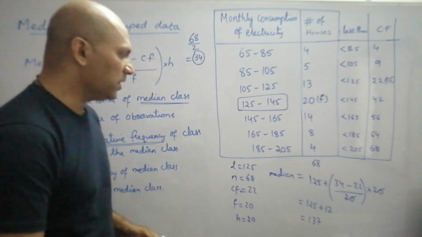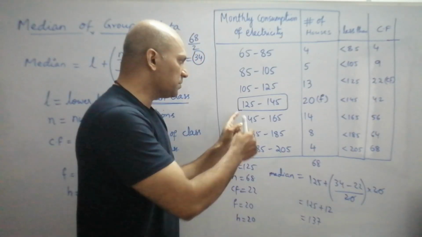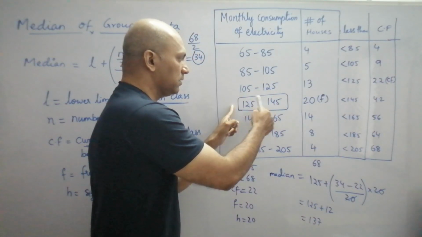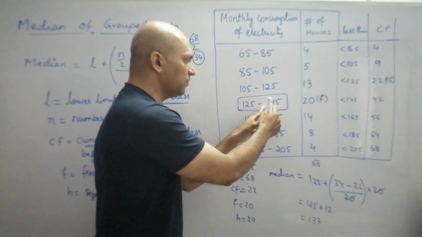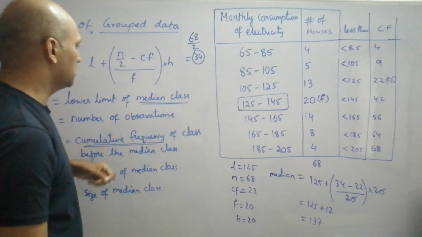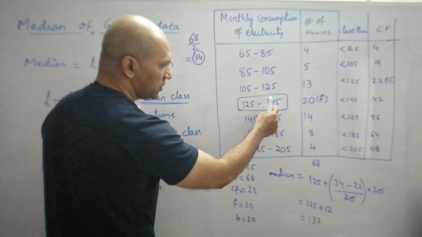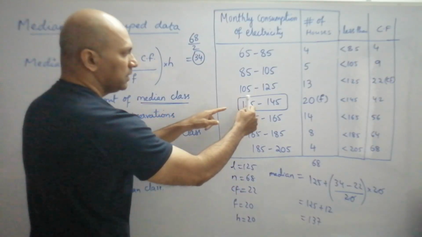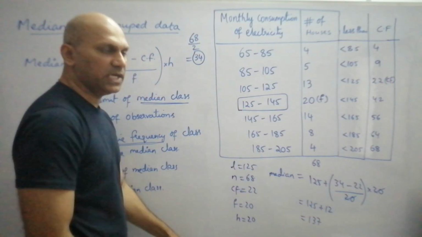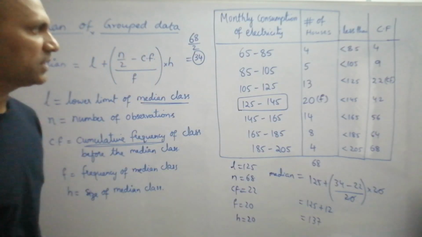Alright. And remember one thing, the median will always be between these numbers, 125 to 145 in this problem. The median class is 125 to 145, isn't it? So our answer, the median, will be in the range of the median class. I hope you understood this.